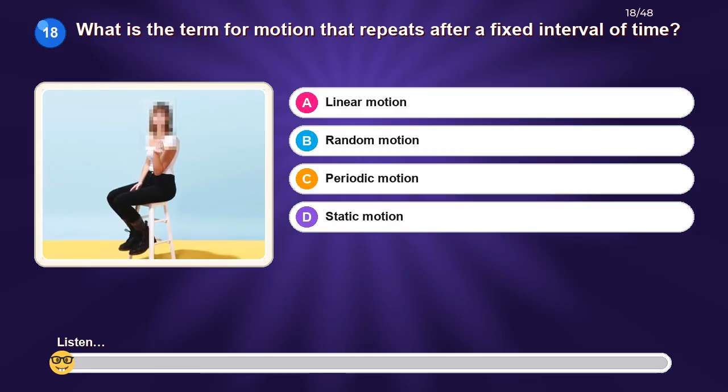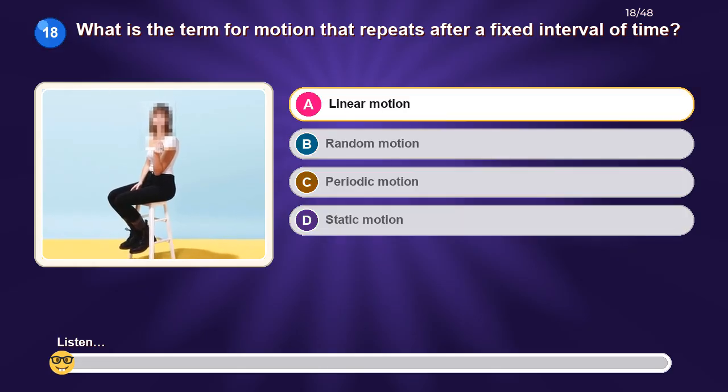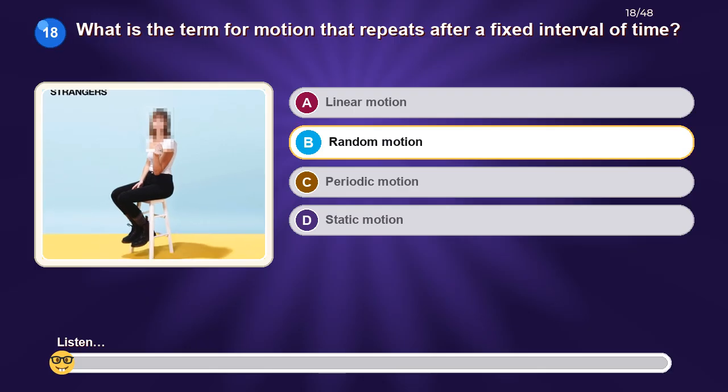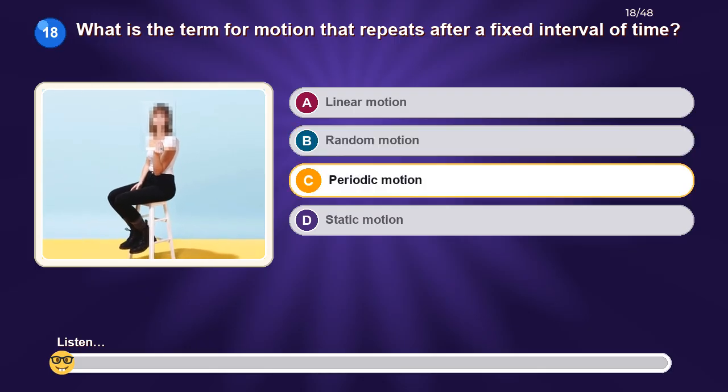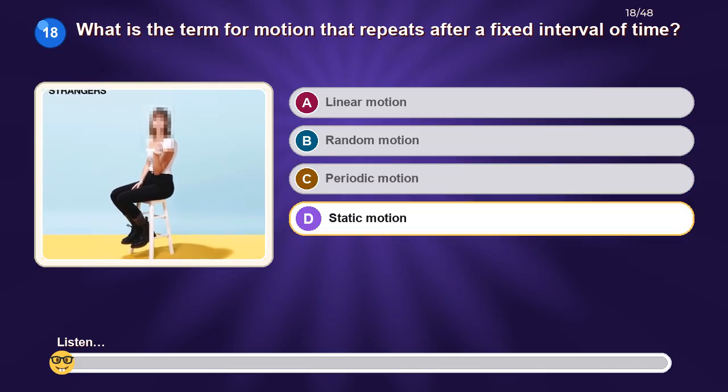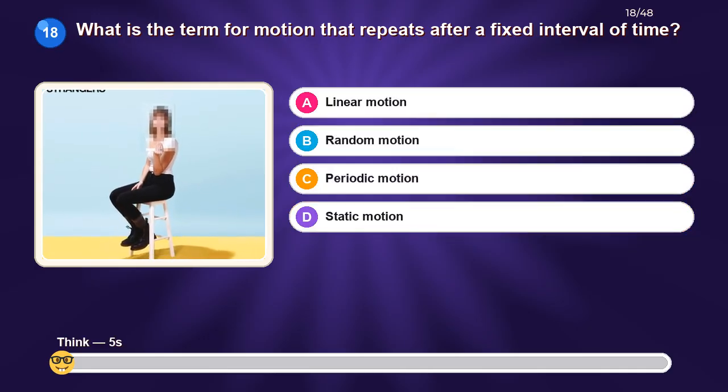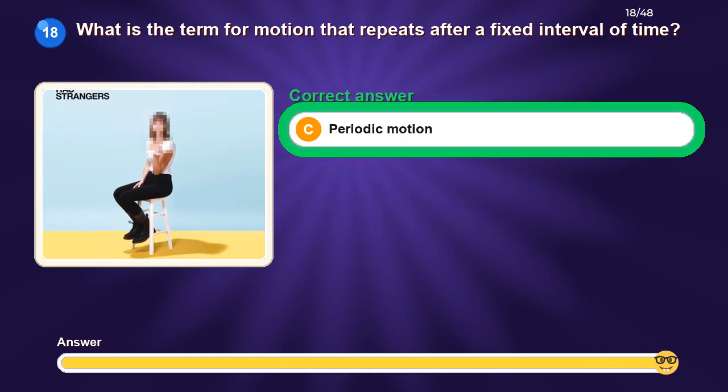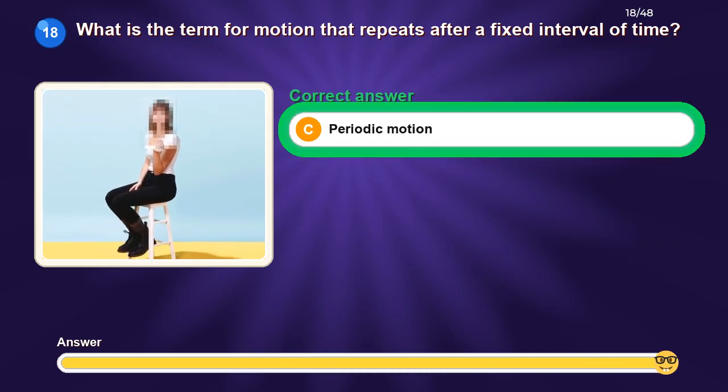What is the term for motion that repeats after a fixed interval of time? Option A, linear motion. Option B, random motion. Option C, periodic motion. Option D, static motion. The correct answer is periodic motion.